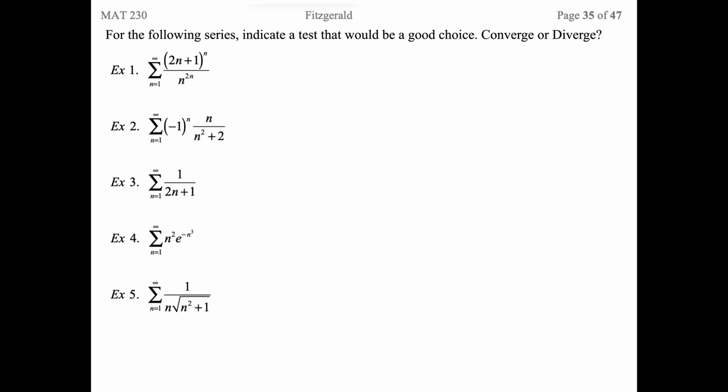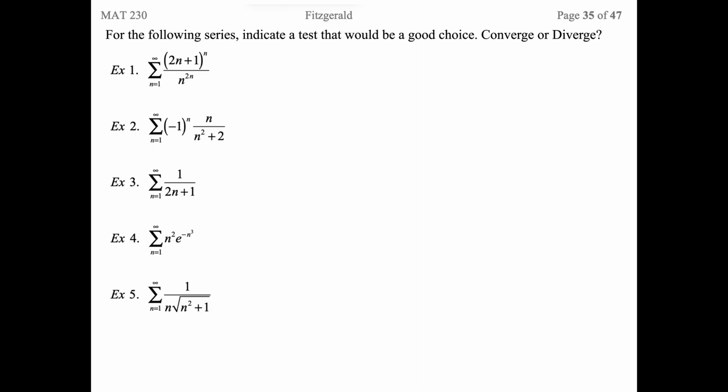All right. So again, hopefully you got your 9.7 outline of all of our tests. So looking at the following series, we're going to indicate a test that would be a good choice and whether it converges or diverges. So looking at the first example, take a good look. Something should jump out at you.